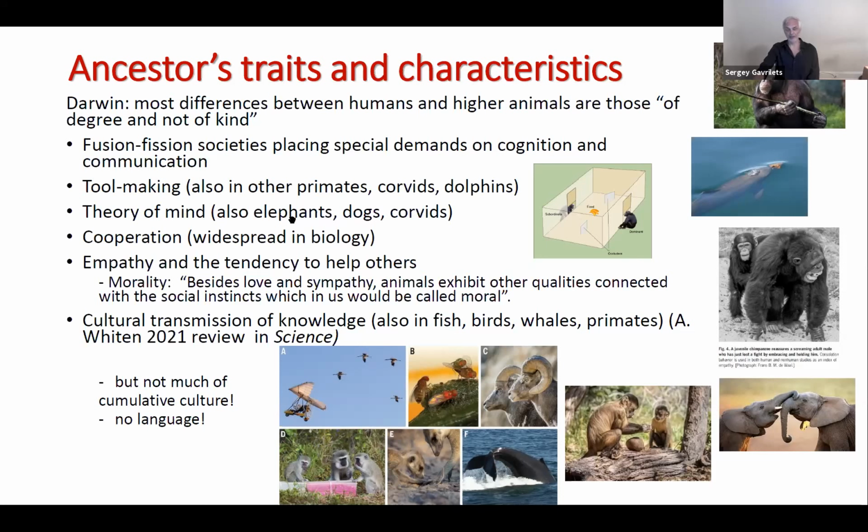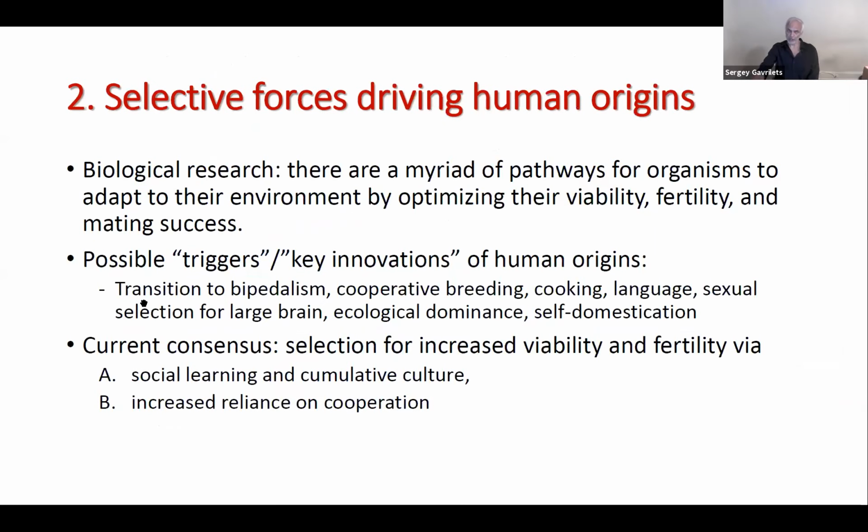We also transmitted knowledge culturally. And cultural transmission and social learning are widespread in many groups of organisms: fish, birds, whales, and primates. If you're interested in this topic, I would highly recommend a recent review with Andy Whiten in Science just a couple of months ago. So culture is present, but animals don't have much cumulative culture, and of course, they don't have language.